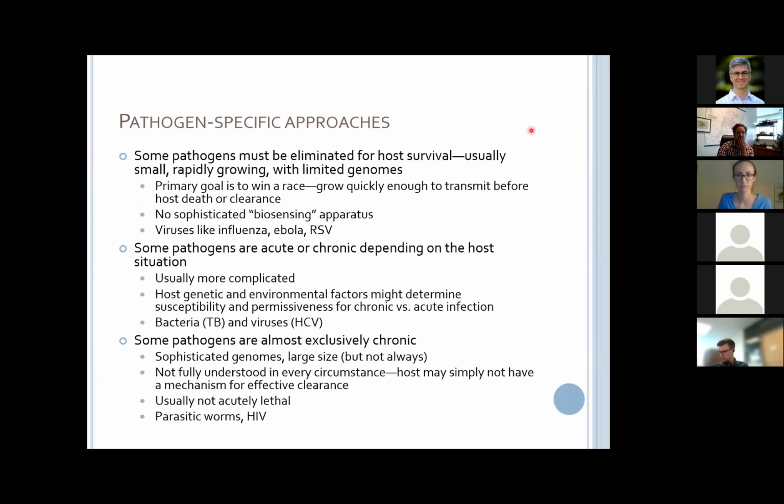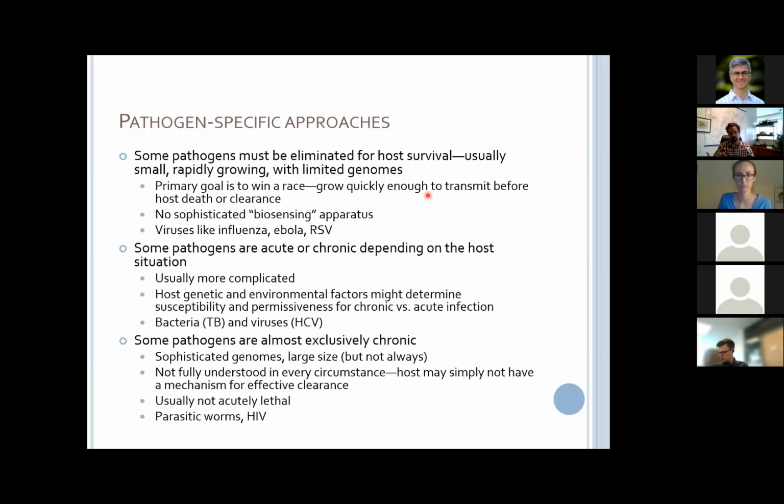Okay. So thinking from the pathogen side and thinking about the pathogen-specific approaches that the immune response uses, the evolving response has to really start getting specific in terms of eliminating a particular pathogenic threat. And so some pathogens must be eliminated for host survival. These are usually small, rapidly growing pathogens with limited genomes. And here the pathogen is really not caring as an evolutionary unit. It doesn't really care much about the individual. The primary goal for the pathogen is to win a race, get in and get out as quickly as possible.